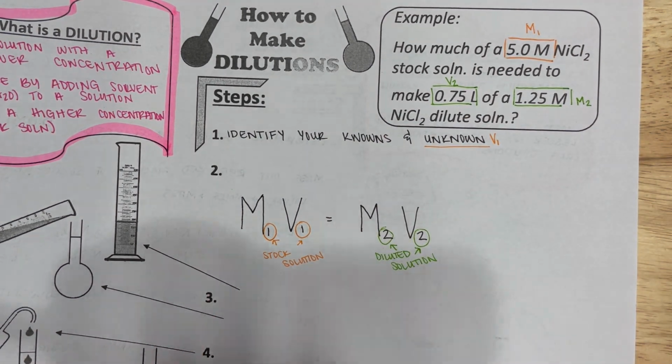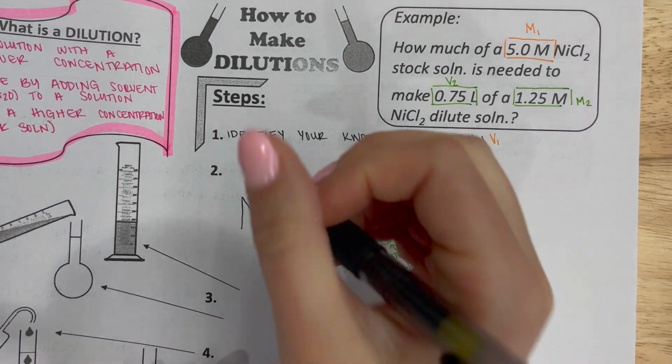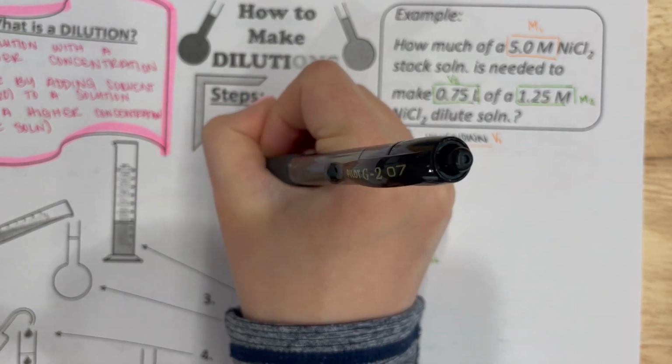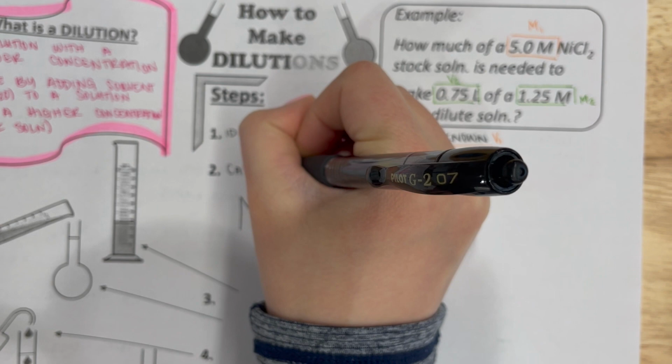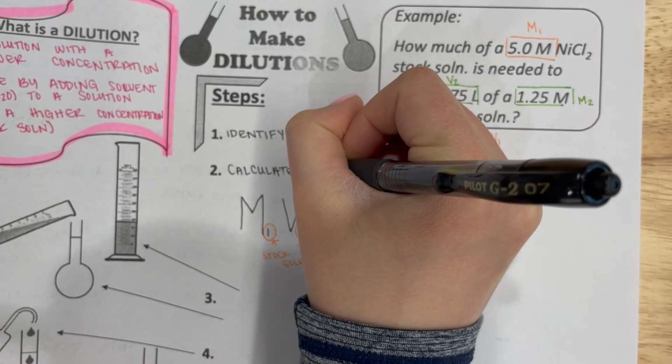So let's go on to step 2, right? I diagrammed my problem. I know my equation. Here we go. We're going to calculate the unknown.